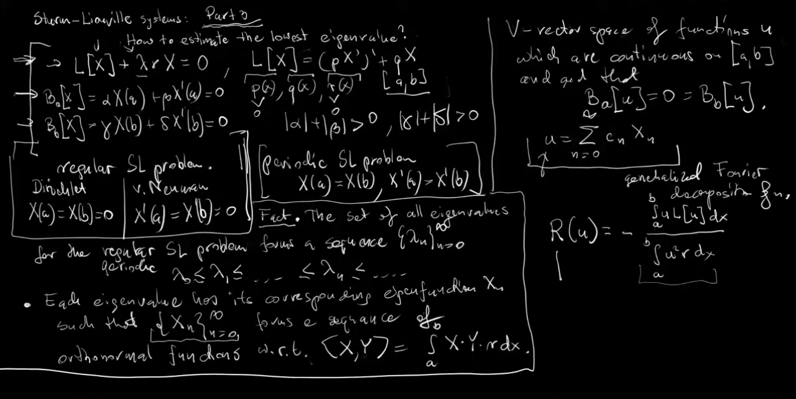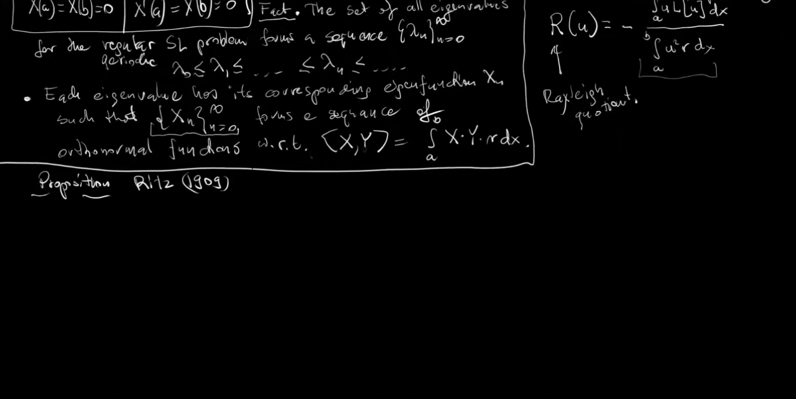Given u, this number is called Rayleigh quotient, and now we have the following very nice proposition due to Swiss theoretical physicist Walter Ritz. This is actually called Ritz variational method. By the way, Walter Ritz died the same year at the age of 31.